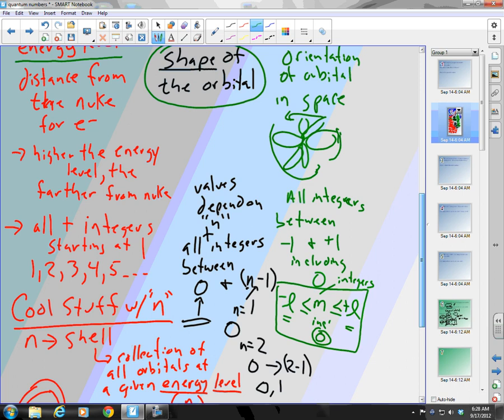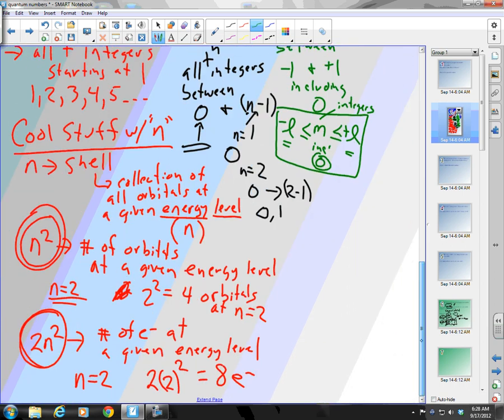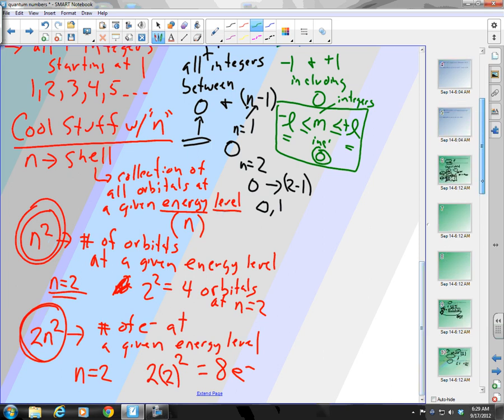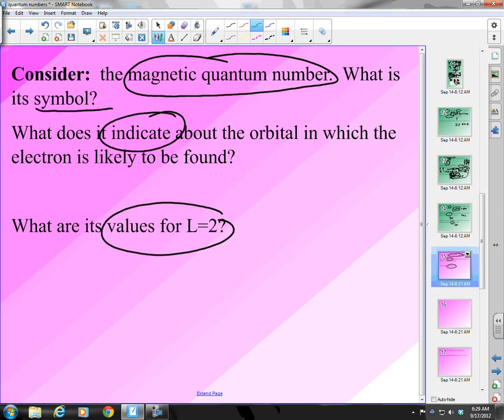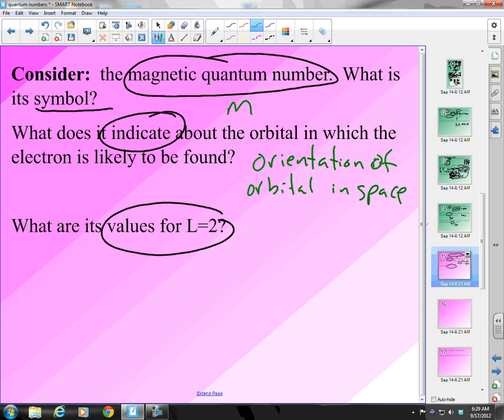All right, so here we go. Let's see if we can answer our question. We'll go to the pink purple. What is its symbol? The symbol for the magnetic quantum number is m. Good. What does this indicate about the orbital? It tells me its orientation in space. You don't really have to say space. Orientation of orbital would be sufficient, right?